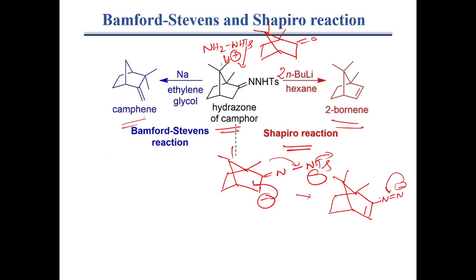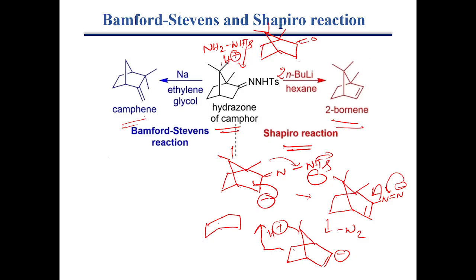Now this will go, and after elimination of nitrogen, this negative charge is formed, which after abstraction of proton from solvent or tosyl hydride, which has been removed from the system from these two bonding, this one.